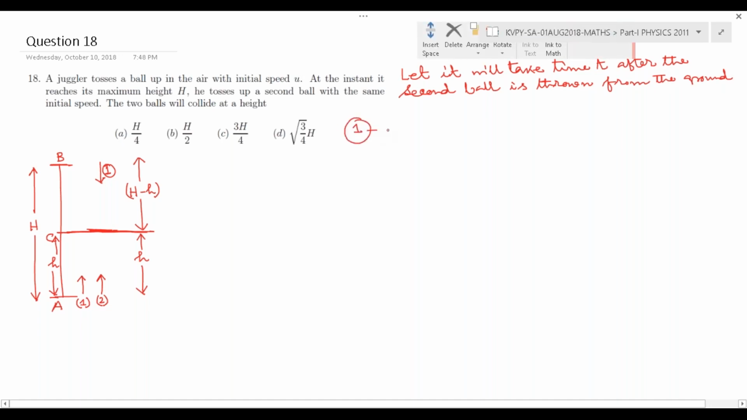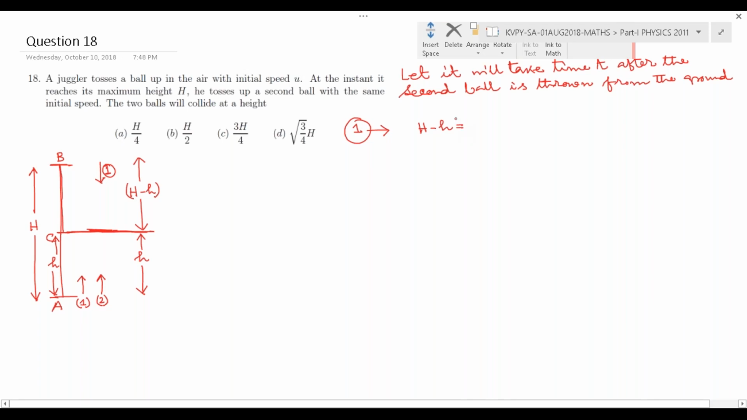What is the first case? The first case is that the first ball will cover the distance BC. So it will cover this distance BC, isn't it? At what time? It will take that distance BC at the time t. And what is the initial velocity? The initial velocity is 0 because it is having a free fall from the point B. And what is the BC distance? BC distance is capital H minus small h.